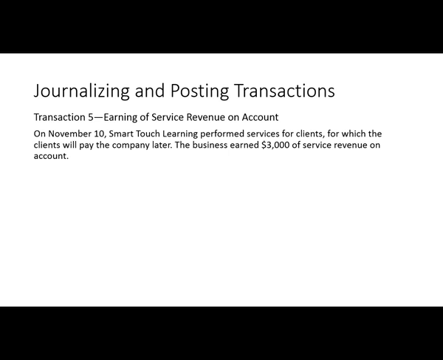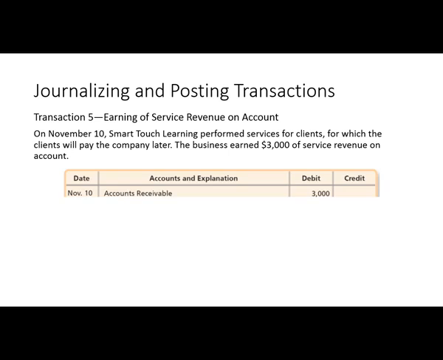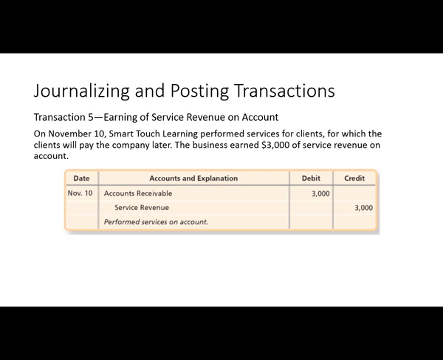Transaction 5 is similar to transaction 4 in that we did earn revenues, but instead of getting cash, we're going to get something else. Remember, there's a particular account we use in this circumstance. There's an account specifically purposed for when we sell something and don't get paid immediately. That account is accounts receivable. So in this case, accounts receivable, because it's an asset, is going to be debited for the $3,000, and we're going to do the same thing we did in transaction 4, which is credit service revenues for $3,000.